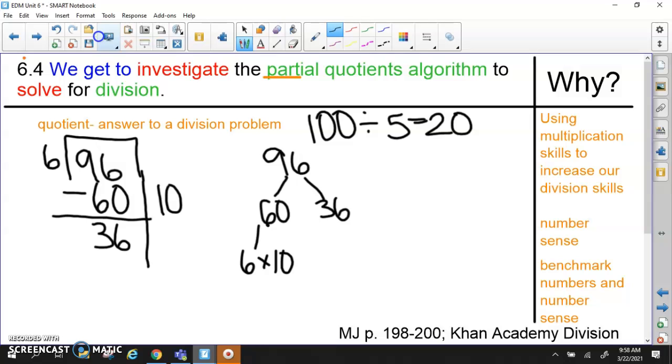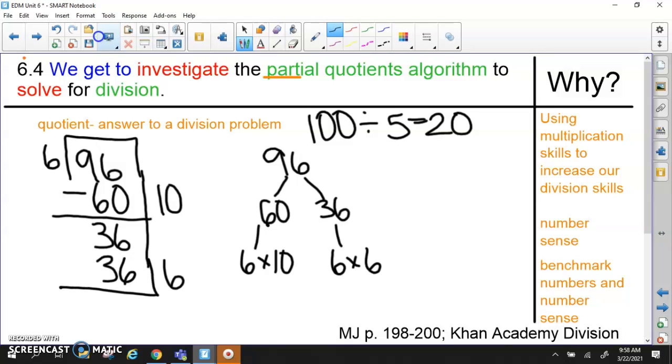Do you know a number now times 6 that can get to 36? Yes. She said it. I was going to ask you, but it is 6. We can do 6 times 6 is 36. So in this case, we do the 6 times 6 is 36.